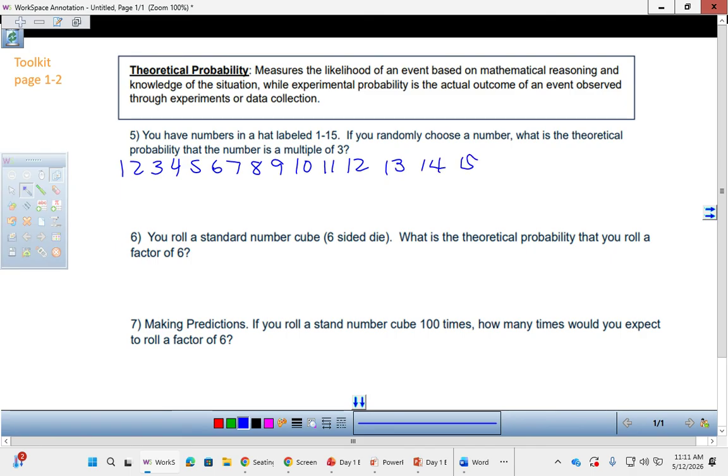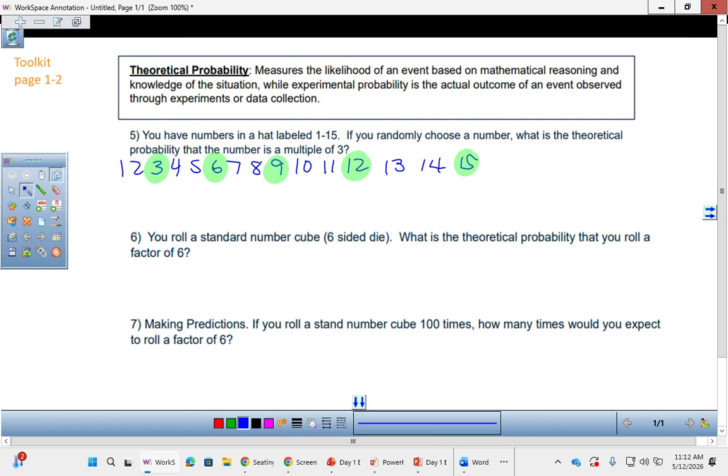those are the numbers in the hat. All right? Of those numbers, I need to figure out which ones are multiples of 3. Which are multiples of 3? 3, 6, 9, 12, 15. Multiples of 3 start at 3. And then 3 plus 3 is 6. Plus another 3 is 9. Plus another 3 is 12. So the green highlighted numbers are multiples of 3.